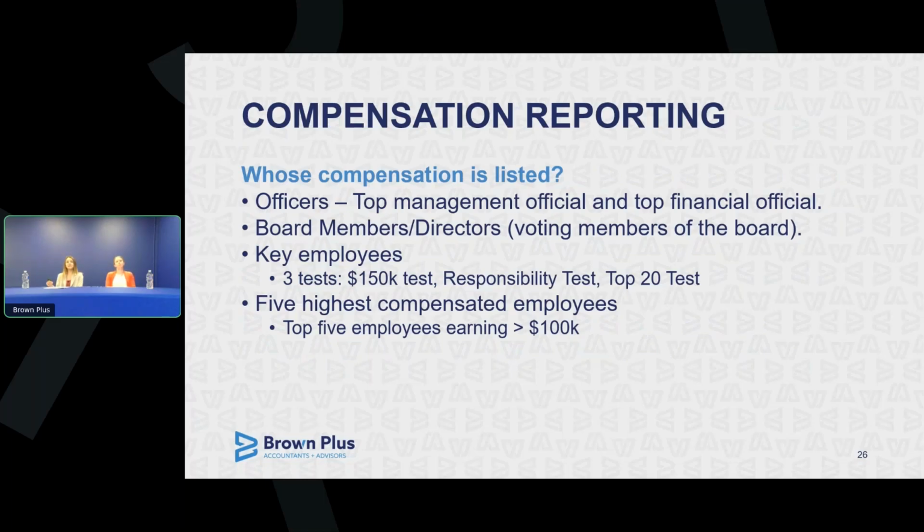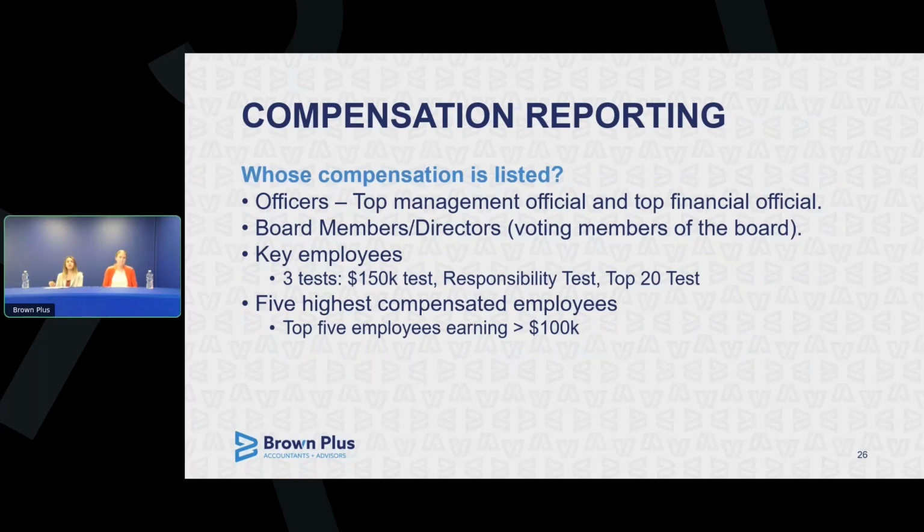So first, whose compensation is listed? Officers are required to be listed, and that is defined as your top management official and your top financial official. So if you have a CEO and a CFO, both of those individuals should be listed as officers with their compensation. You see the CEO normally, but sometimes the CFO is missed. And you may have smaller organizations where those two officials are the same person, and that's okay too.